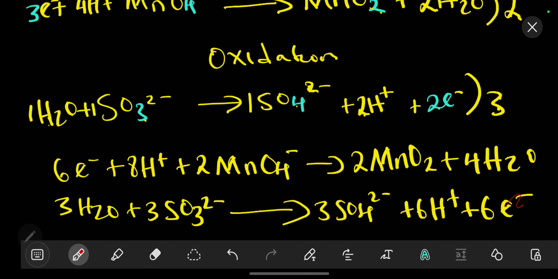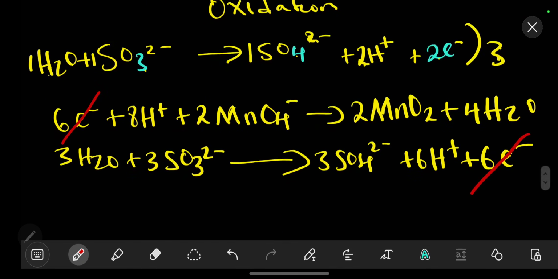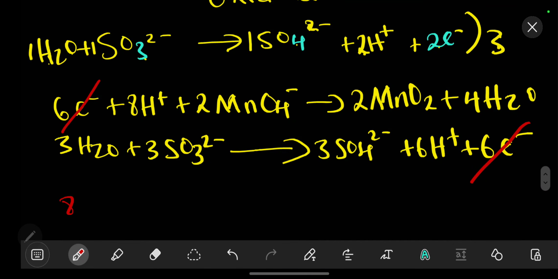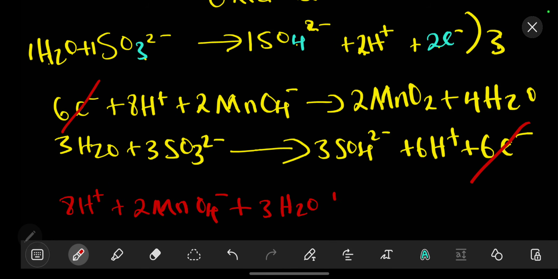From there, the number of electrons are the same. So the only reason why we interchange is so that the number of electrons can be the same. So we cancel that, we cancel that. Then we are remaining with 8 hydrogen ions. Then we write plus our 2 MnO4 negative. Then we have plus our 3 H2O. Then we have plus our 3 SO3 like that.